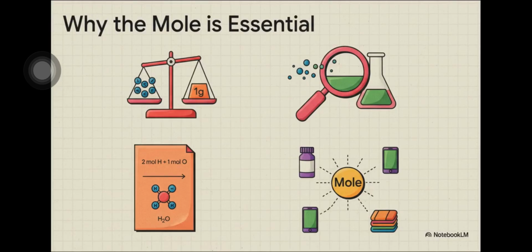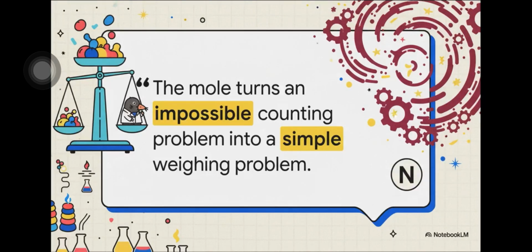So, what's the big takeaway? Why is this whole thing so essential? Well, because of the mole, we can finally count atoms just by weighing them. It's the link between the invisible world and our world. It's the foundation for literally every chemical reaction, every recipe. Without the mole, there's no modern chemistry. Period. Look, if you remember just one thing from all this, let it be this sentence. The mole turns an impossible counting problem into a simple weighing problem.